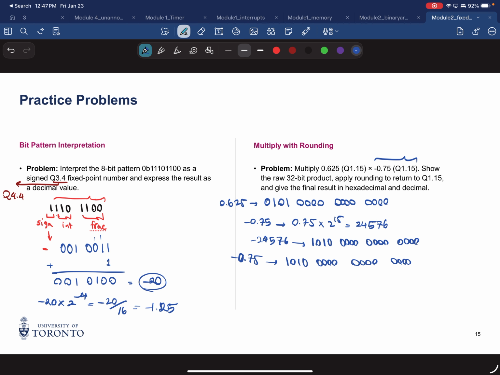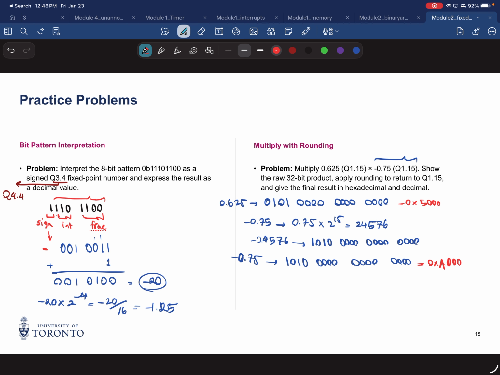Now we have to multiply these two. This is 0x5000. This is 0xA000. Do you remember how we multiplied two signed binaries, where the second was negative? We covered that yesterday.